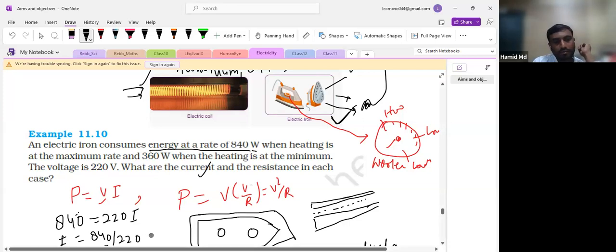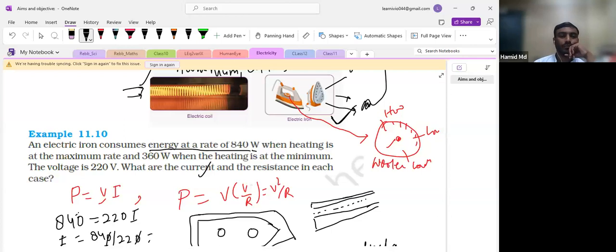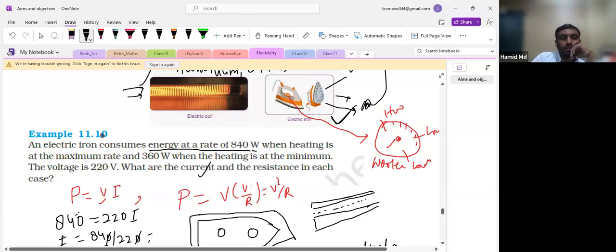And this will be 10 to 10 cancel. And how much will this be? 84 by 2. Just do it. Whatever you get, that will be the result, right?